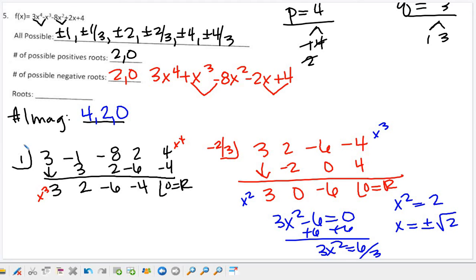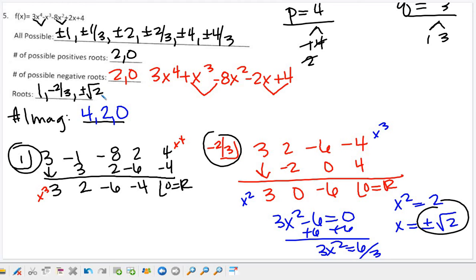So we have our 4 roots. The first one, the second one, and then our last 2. Okay?